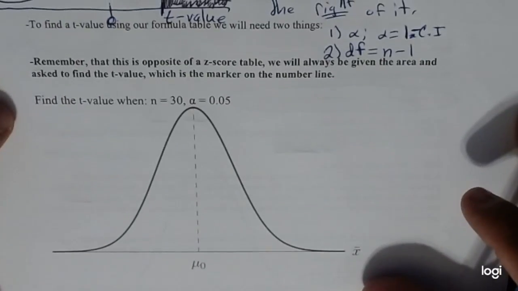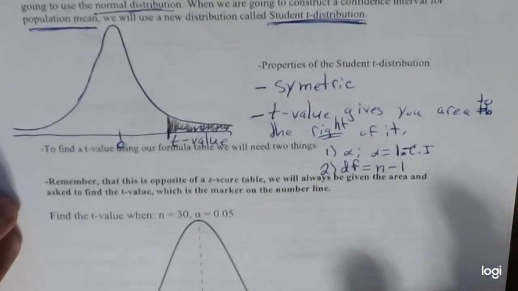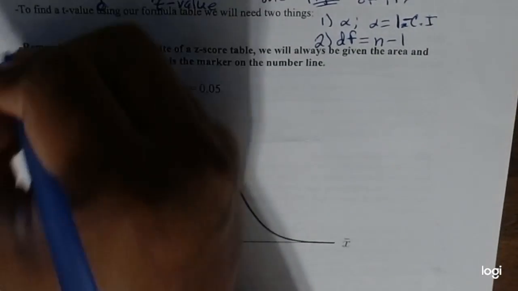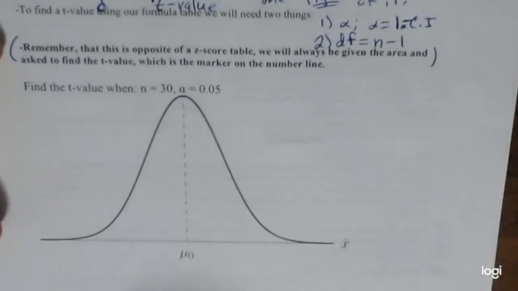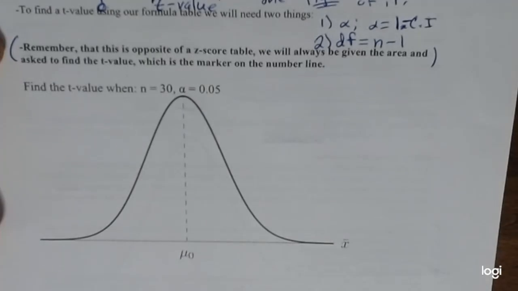All right. So this one we're actually going to find how do we find a t-value, using our charts and tables. Quick reminder, try to put it in bold for you guys. Remember that this is the opposite of a z-score. So we will always be given area to the right of it. That's the key thing, right?